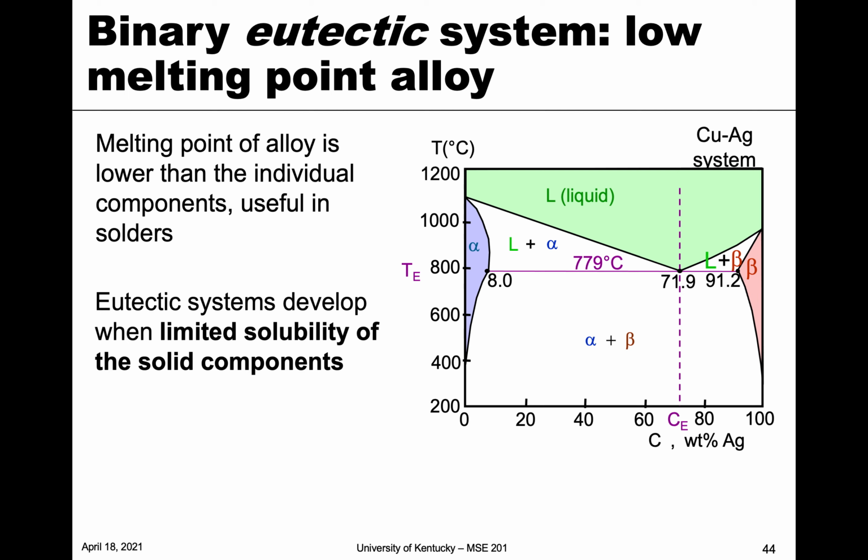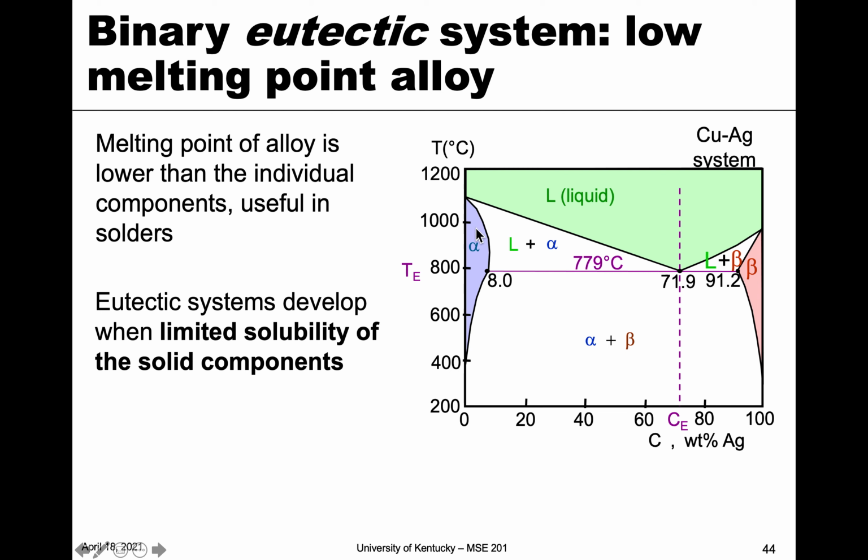So that's what a binary eutectic system is. It has a very low melting point material. And so you can imagine that these are useful alloys for things like solders, where solders are really low melting point materials used to join two pieces. And this is different than an isomorphous system because an isomorphous had complete solid solubility. Here in the eutectic system, these will develop when the components, in this case copper and silver, have much more limited solubility of the pure components.